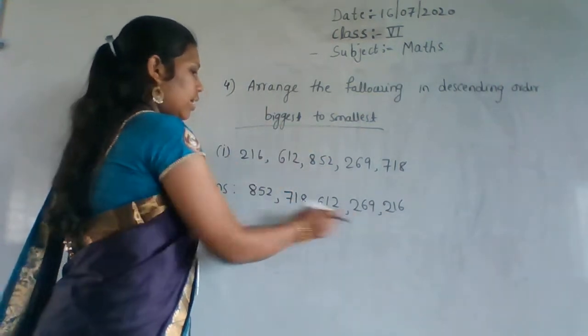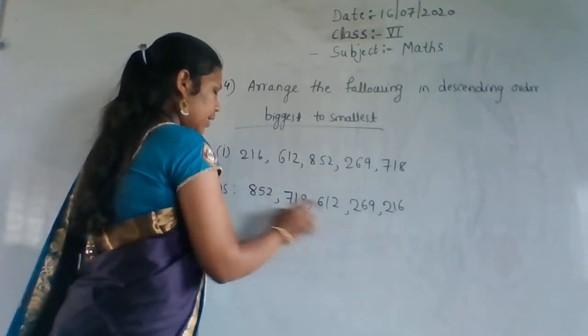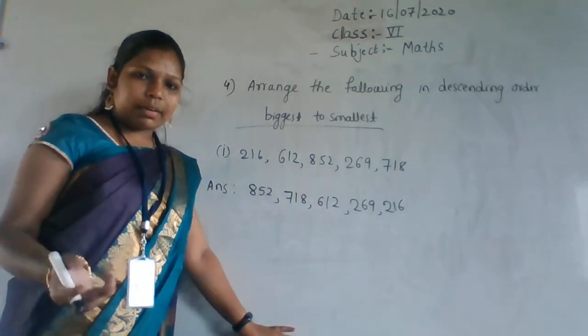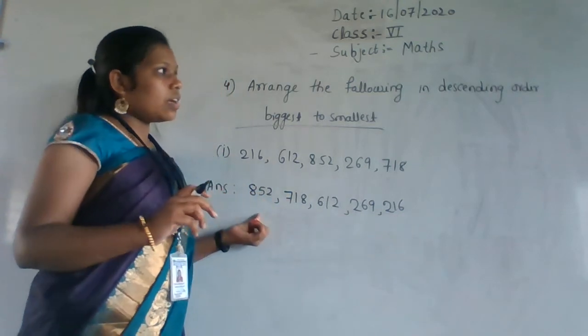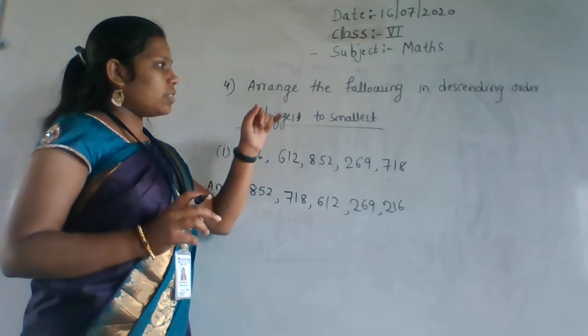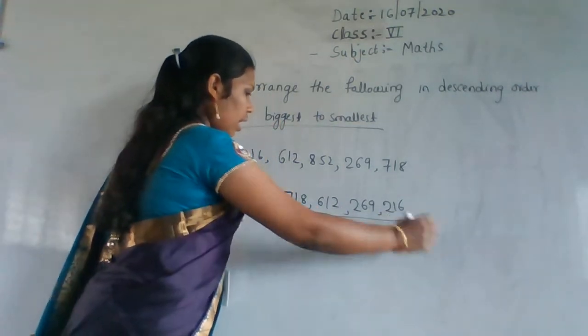If you write the reverse, first 216, after that 269, next 612, 718, after that 852. If you write like this, that is nothing but the ascending order. So reverse of these numbers is the ascending order. So biggest to smallest is nothing but the descending order. So we already did this as the answer here.